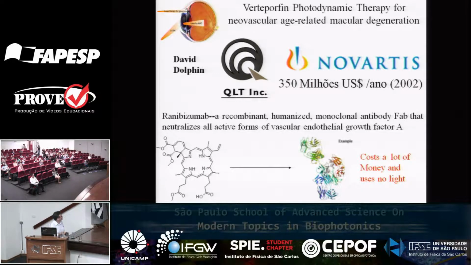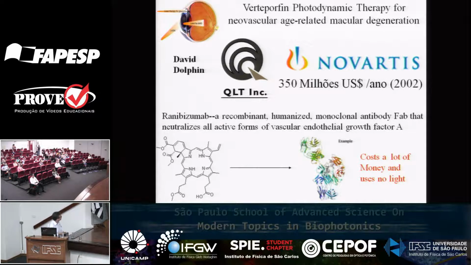And this made a lot of money. This company made an agreement with Novartis, and they sell it everywhere. So ophthalmologists are really aware of the PDT concept. They made, in 2002, $350 million US per year.